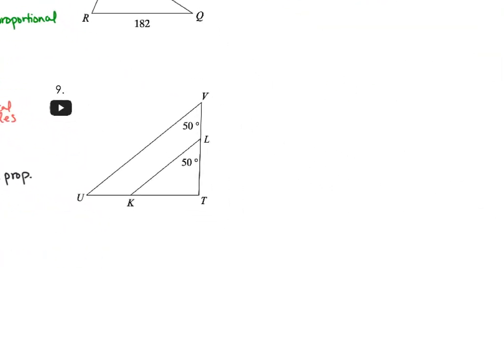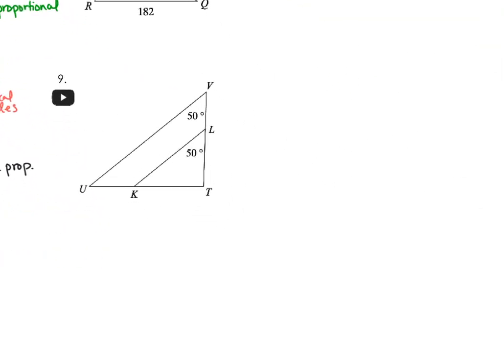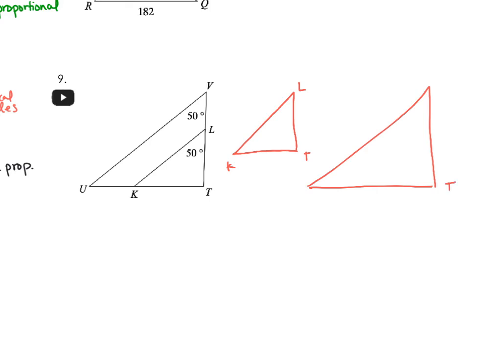All right, the last one I'm going to go over is number 9. So looking at number 9, I have two different triangles, and anytime you have two different triangles, you should draw them separately. So here's my small triangle. This is TLK. And then I have my bigger triangle. This is TVU. And I'm just going to mark the only angle we know. So we know that angle V is 50 degrees and angle L is 50 degrees.